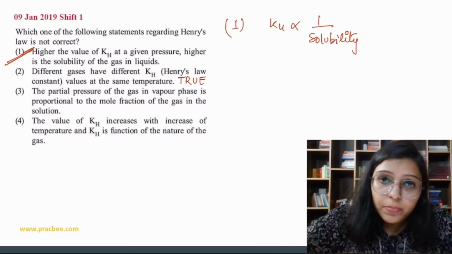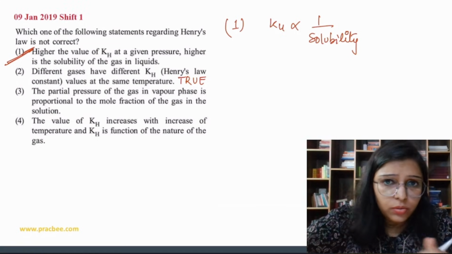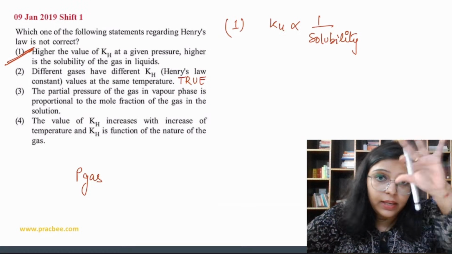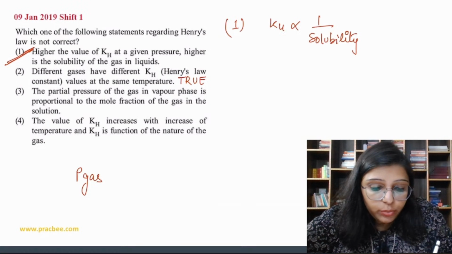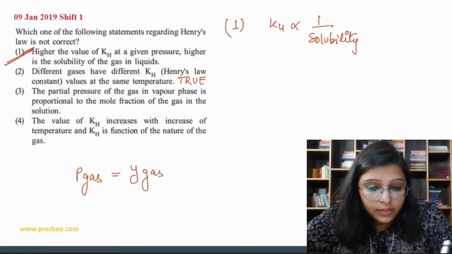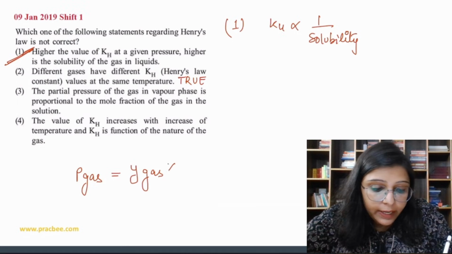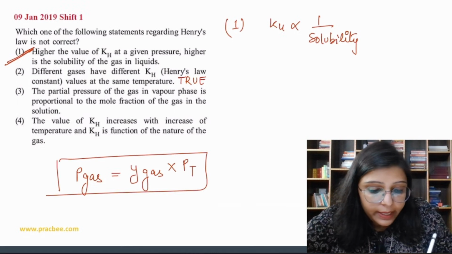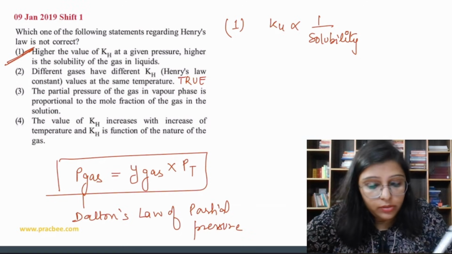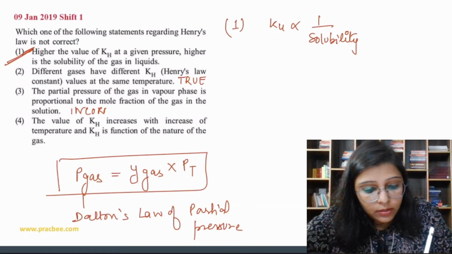Third, the partial pressure of the gas in vapor phase is proportional to the mole fraction of the gas in the solution. No, no. Partial pressure of the gas in vapor phase, that is in the gaseous state, is equal to the mole fraction of gas in the vapor phase into total pressure. Here we are going to apply Dalton's law of partial pressure. This is incorrect, but that is as per Raoult's law, not with respect to Henry's law.